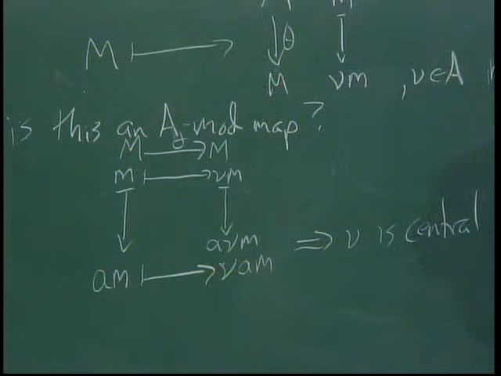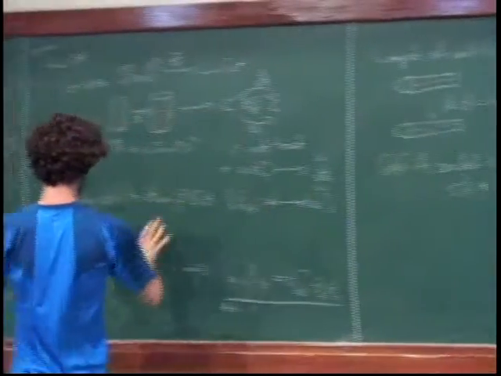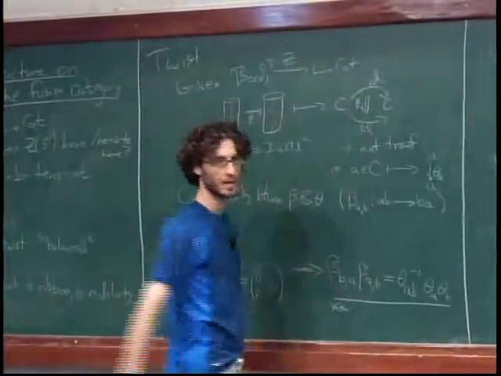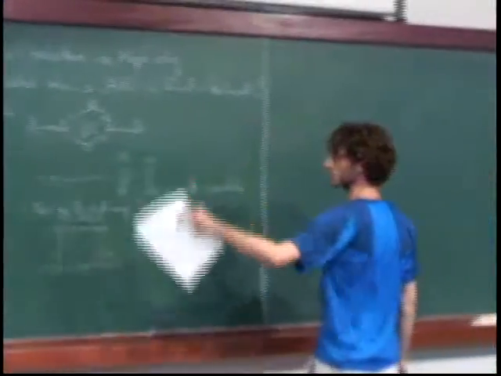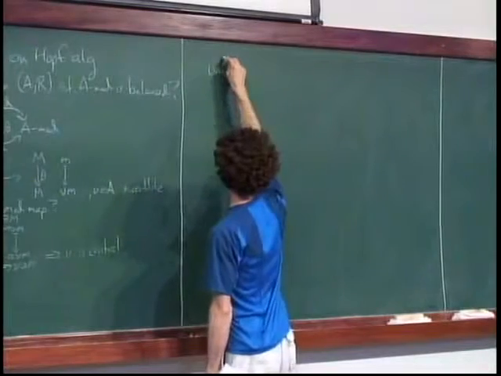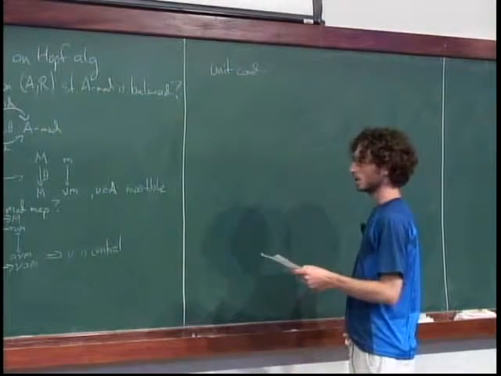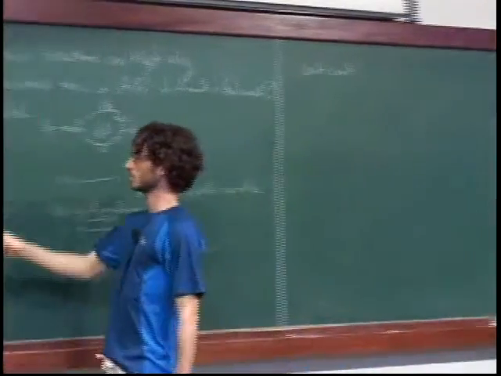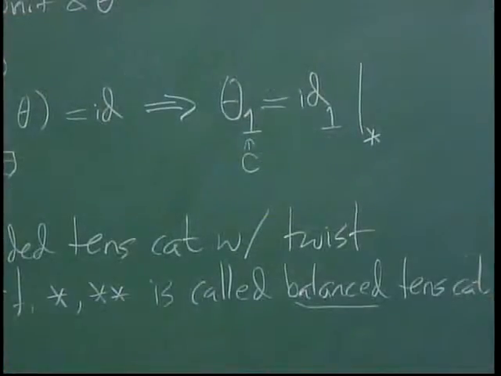Okay, so now that ensures that we have a module map, and now we need to ensure these two compatibility conditions. So let's start with the second one, the compatibility with the unit. So let's think about the unit condition. What we want to know is that the twist on the unit object is the identity.